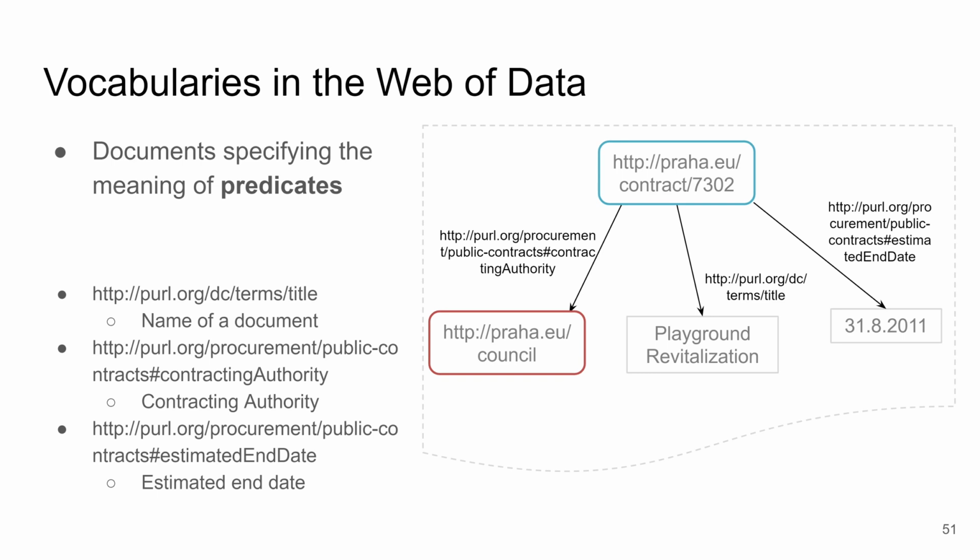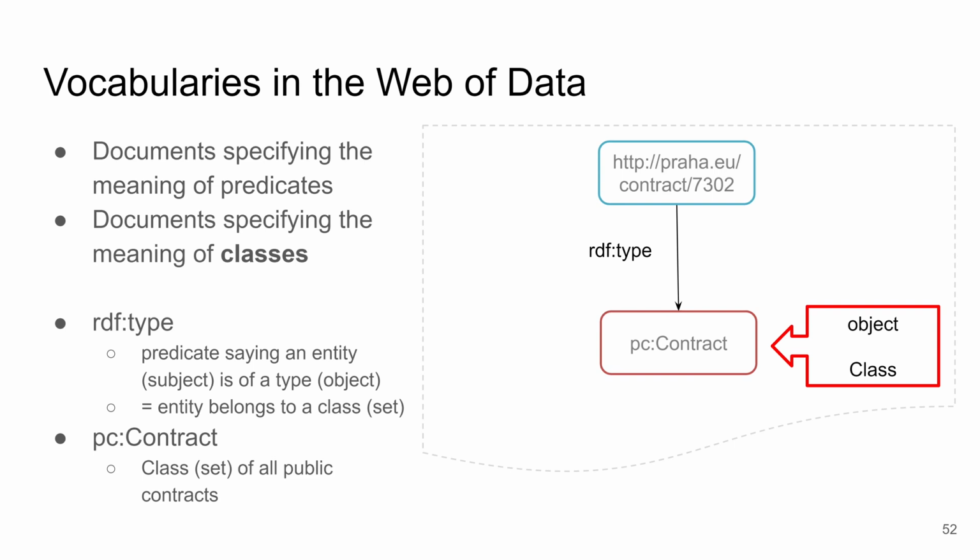So for instance, we have an IRI for a name of a document, an IRI for the predicate representing the contracting authority, and the predicate representing the estimated end date of a certain public contract. Well, predicates are one half of what you can find in vocabularies. The other half is classes. Classes are or represent types of things.